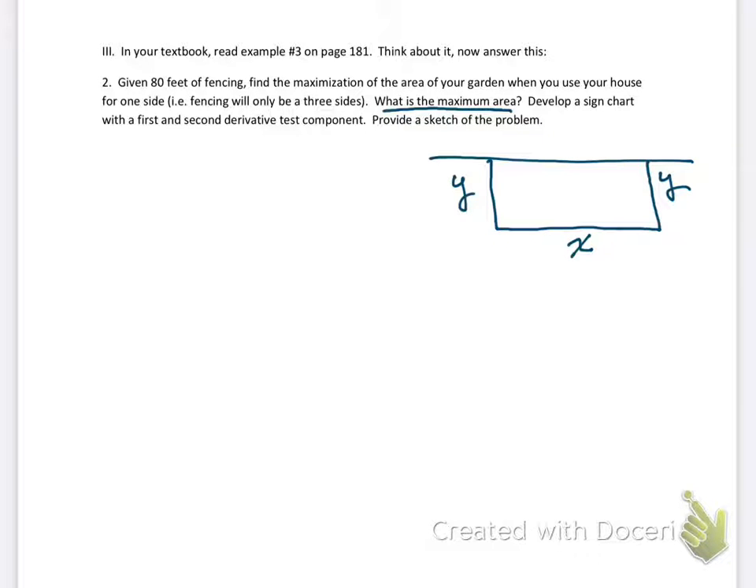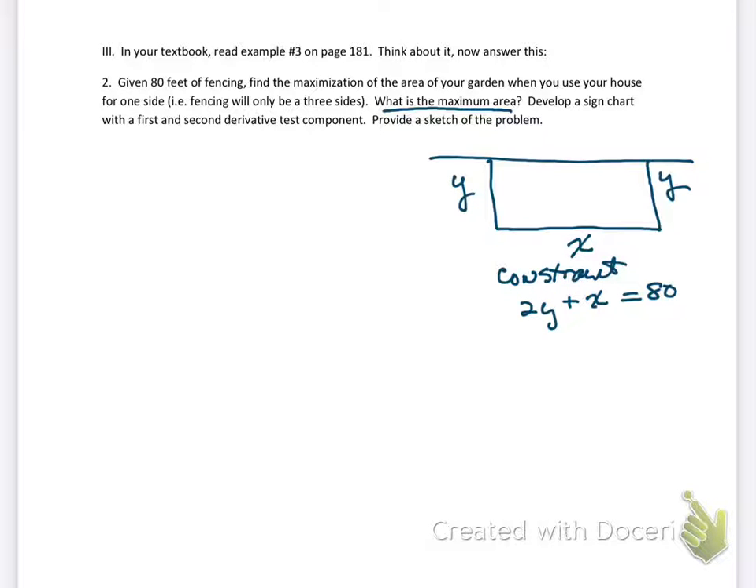They told me that I'm going to use fencing, and I have 80 feet of fencing. So therefore, what I can say is that my constraint is that, according to these variables, the way I set it up, 2y plus x has to equal 80. Okay, I want to use up all my fencing.